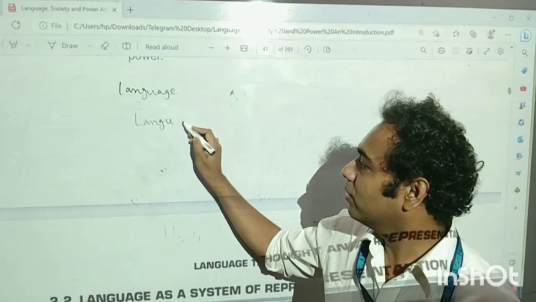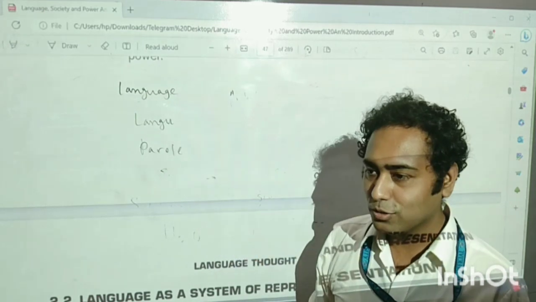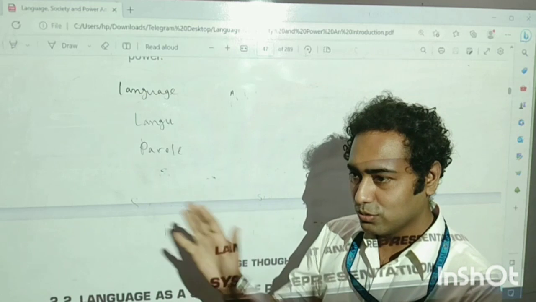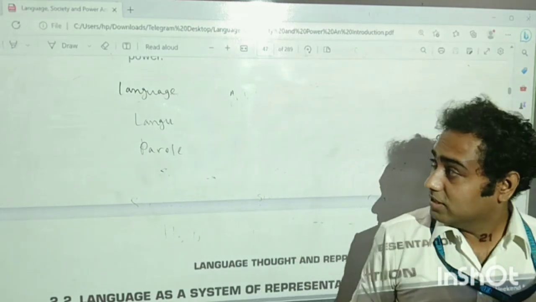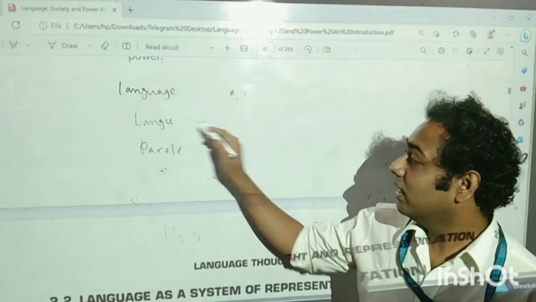Language, langue, and parole. This marker is not working well. Can you please go to screen one? So language, langue, and parole. For langue, I missed one alphabet.